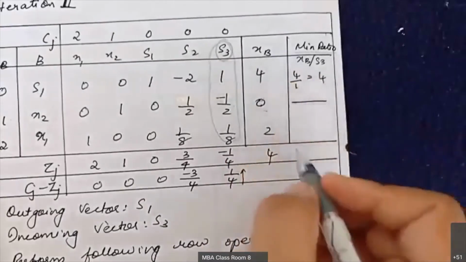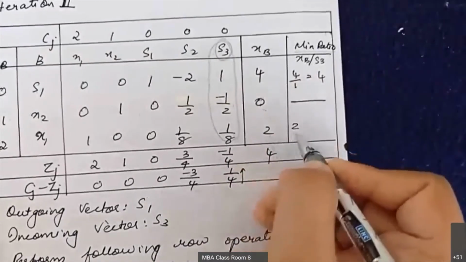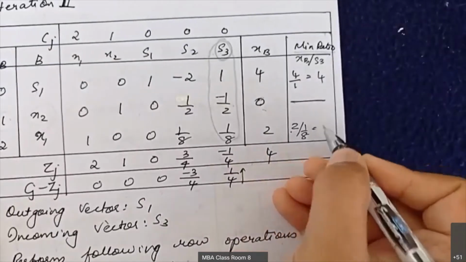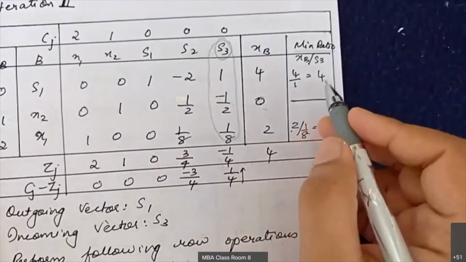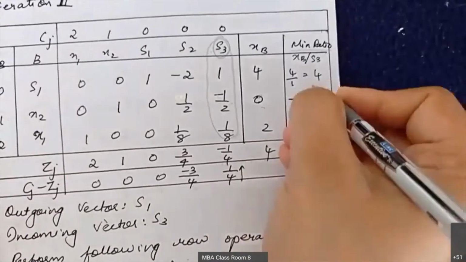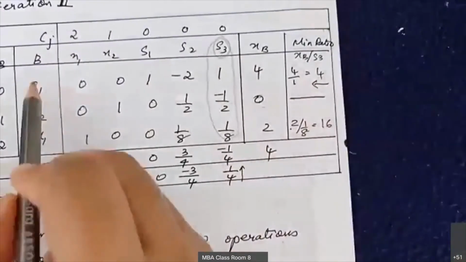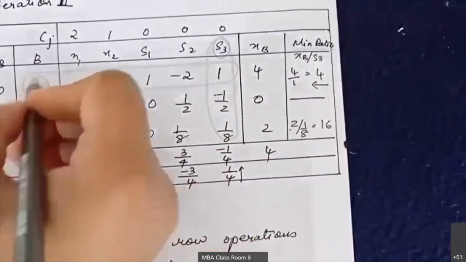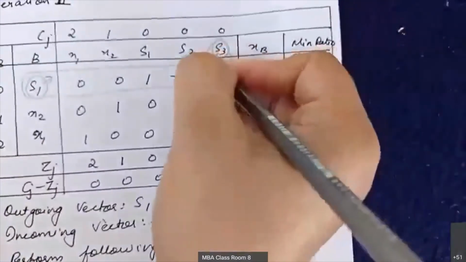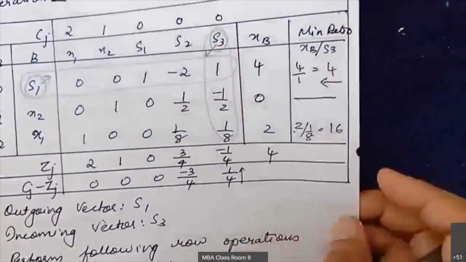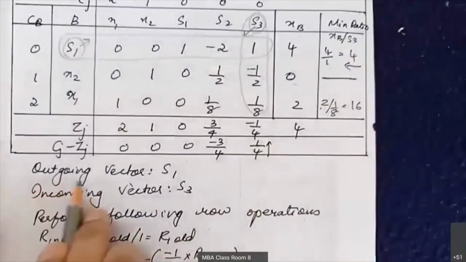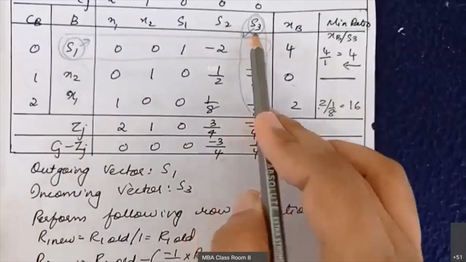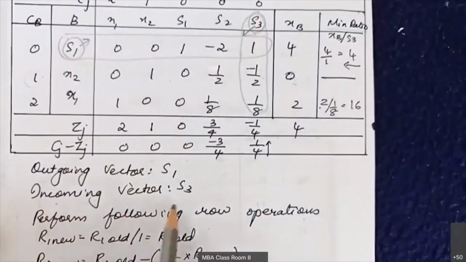Hope it is clear. Next one is 2 divided by 1 by 8, which is 2 into 8, which is 16. Here we have the least value as 4, so we'll be selecting this as the leaving variable. So S1 is going to be the leaving variable and S3 is going to be the entering variable. See over here, I've already written outgoing vector is S1. S1 is going to go outside, and S3 is going to come inside. So incoming vector is S3.